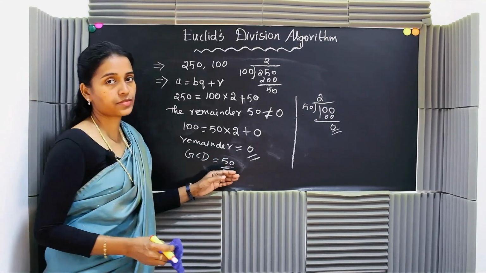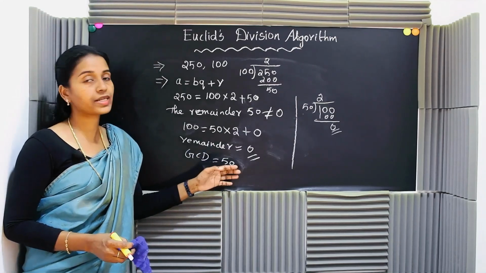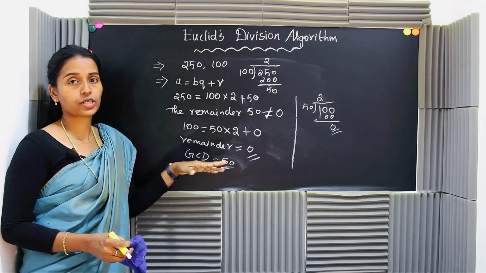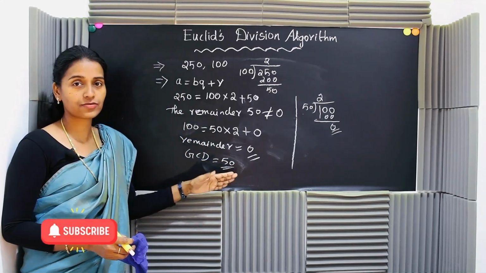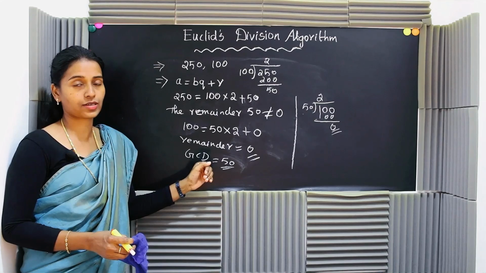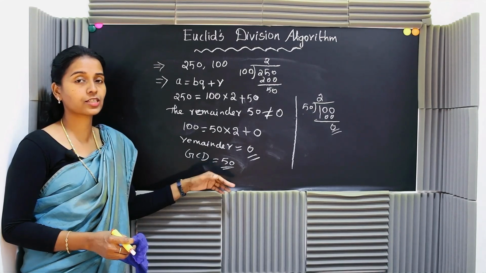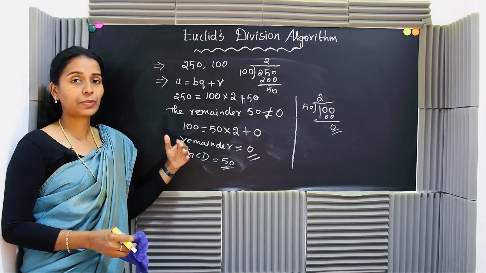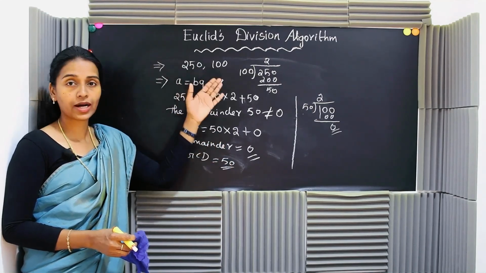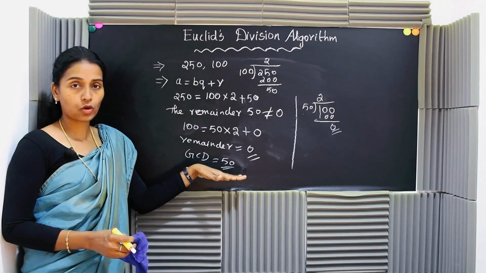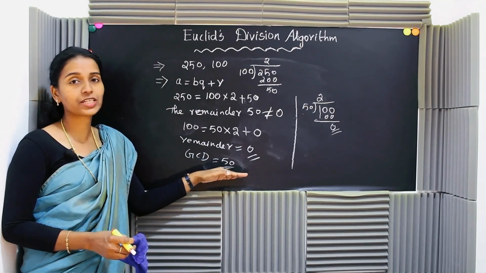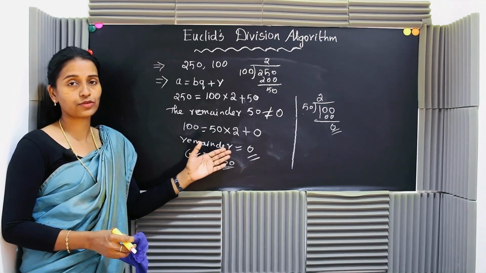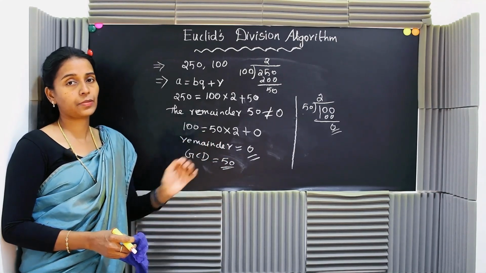So, how can we say? We can pack the chocolates in boxes with an equal number of 50 chocolates with no chocolates left over. This is the answer. We can pack the 250 and 100 chocolates in boxes with an equal 50 chocolates each, with no chocolates left over. This is the answer of this example.